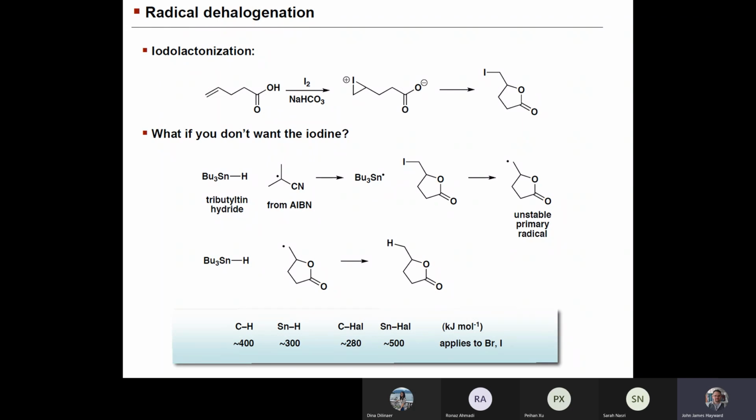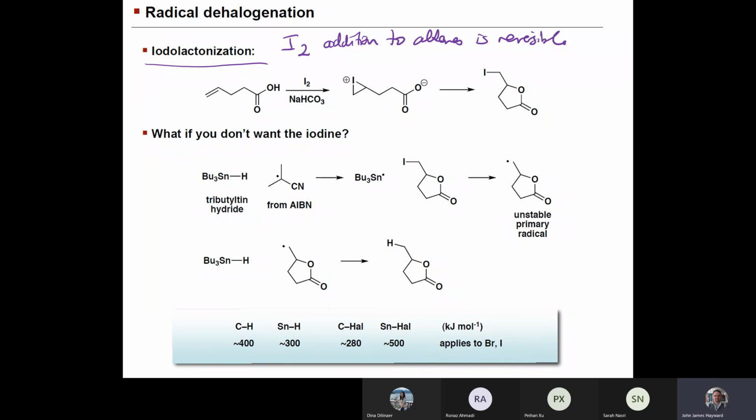Okay. So, let's talk about a polar reaction which is useful. Well, we'll discuss it again during other parts of the course, but iodolactonization. Iodolactonization is an interesting one. I2 addition to alkenes is reversible.